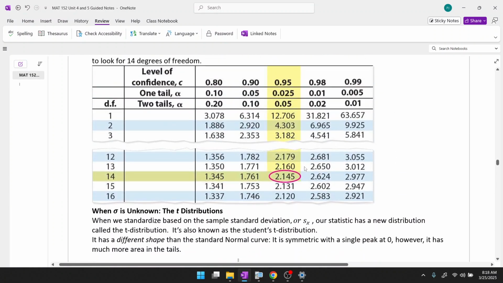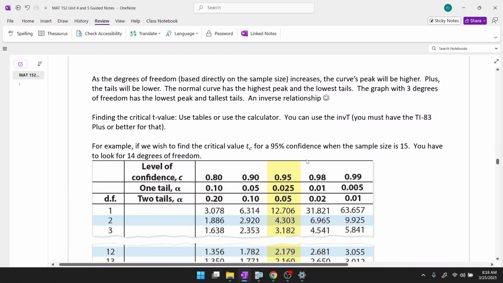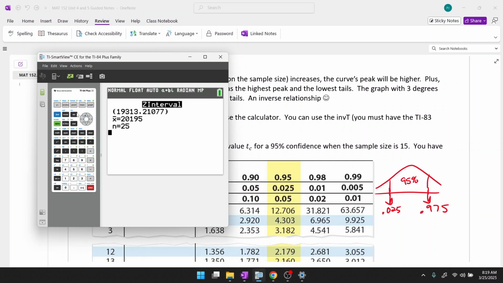Now, if you remember when you did your inverse norms, you would be able to do center, middle 95%. The bad thing is, inverse T does not have the option. If you go to inverse T, you have to enter the area. And this is why we're going to be using the table from here on in.